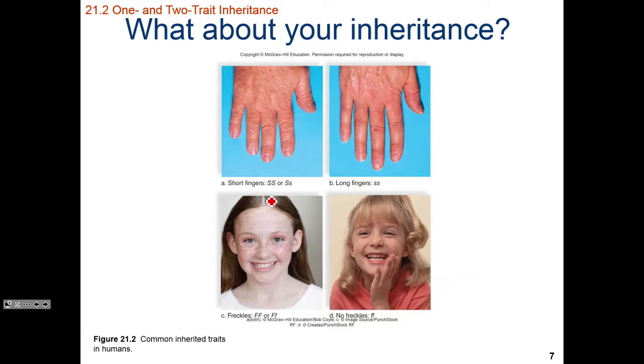Now if we look at stubby fingers, short stubby fingers are dominant to long slender fingers. So there are two possible genotypes to give you this one phenotype. On the other hand, long slender fingers are homozygous recessive, or a recessive trait. There's one genotype that gives you that phenotype. In other words, you're more likely to not be a hand model than to be a hand model.